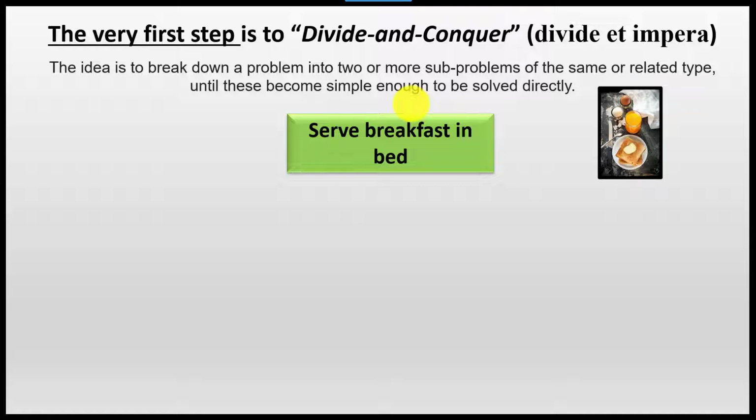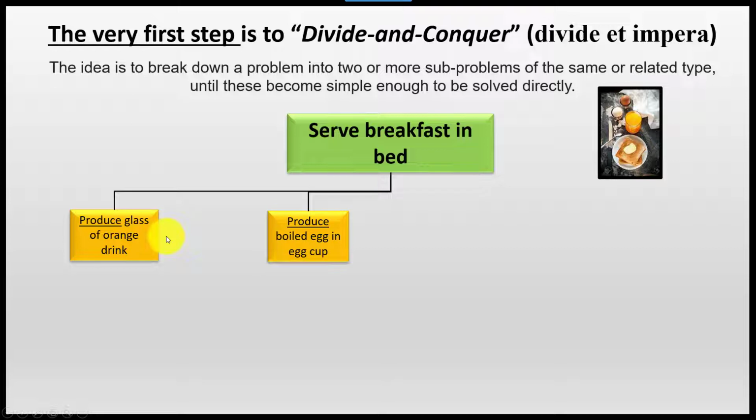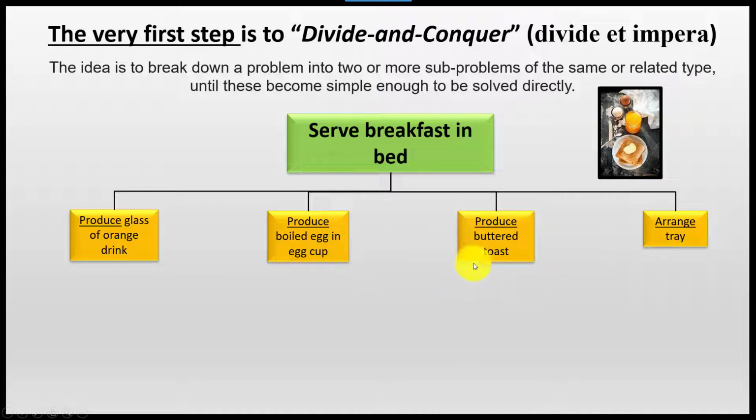That means that is our goal, and for that goal, we are going to produce a glass of orange drink. We are going to produce a boiled egg in a cup. We are going to produce buttered toast, and we are going to arrange everything on a tray, and we're going to serve that in bed. Yeah. So once again, 1, 2, 3, 4, and yes, this is an activity also. Serving the breakfast in bed is an action. So we have 5 different activities.